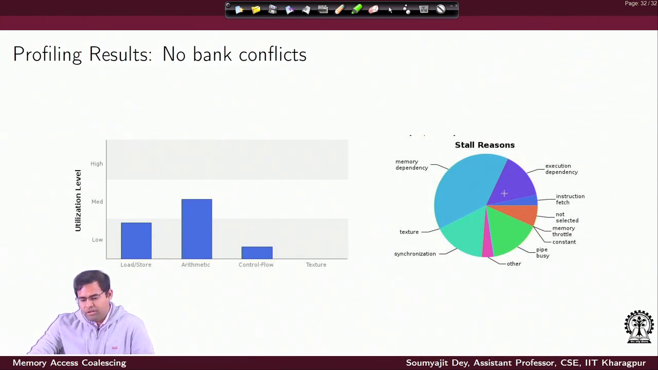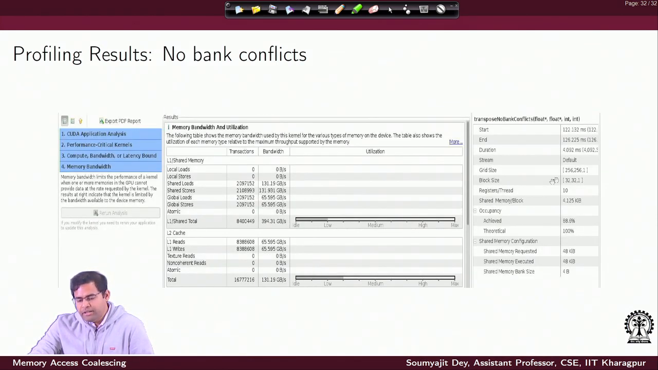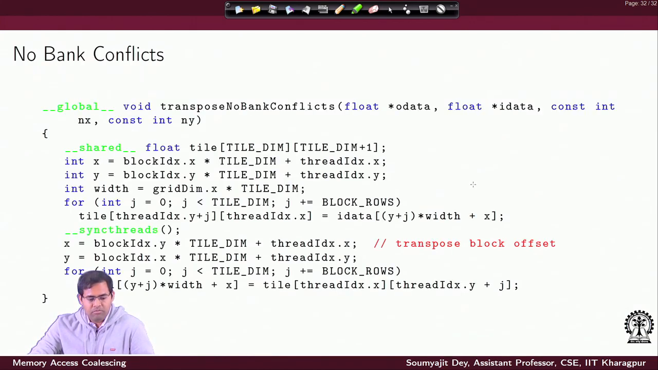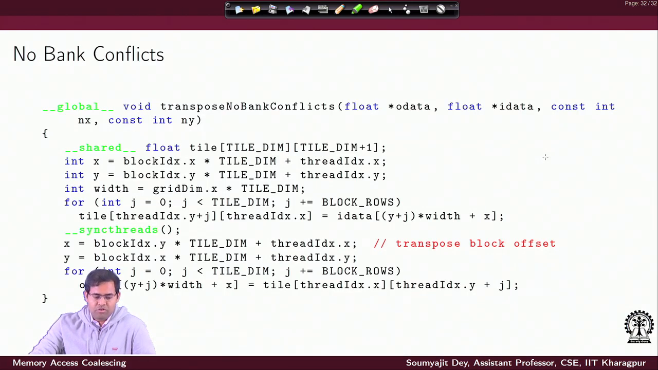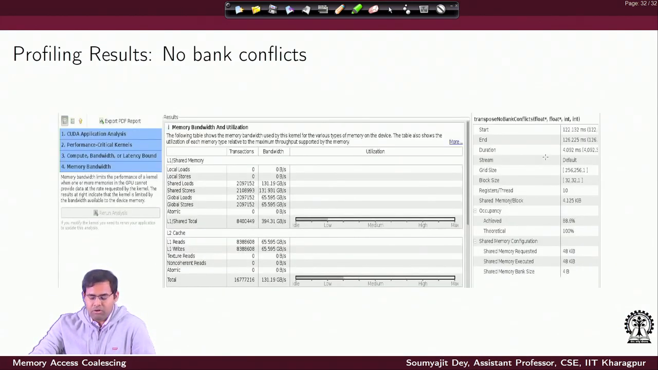Now, with that we have a very reduced execution time. As you can see, it is almost 4.1 milliseconds, and all the shared loads, shared stores, global loads, global stores are coalesced, right. And as you can see, this is almost similar in execution time. It is only 3.85 with the normal copy operation using shared memory, right. So, here you have successfully resolved all the bank conflicts, and your code executes with very minimal execution time, almost comparable with a normal simple copy operation without doing the transpose, right.